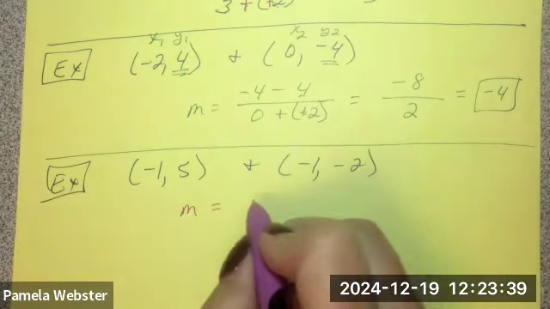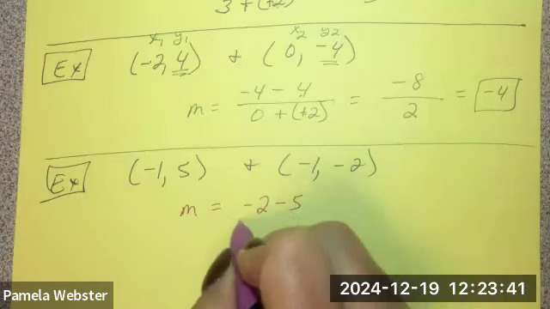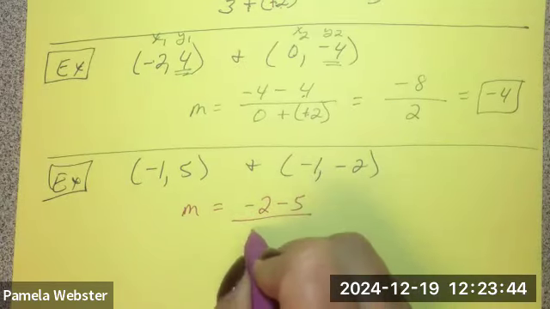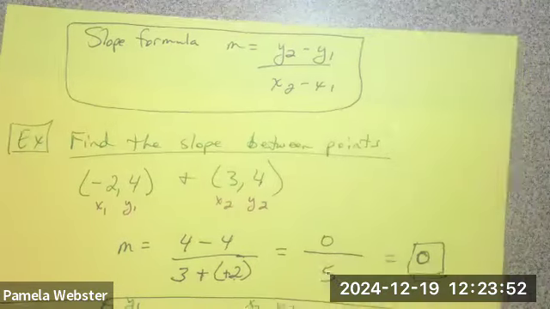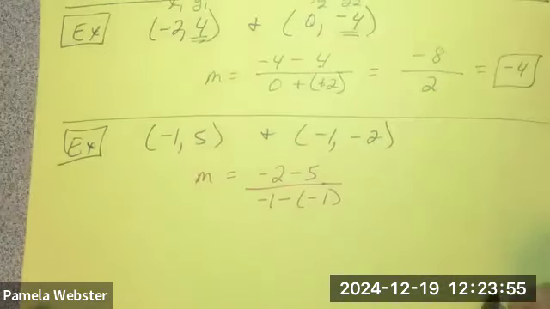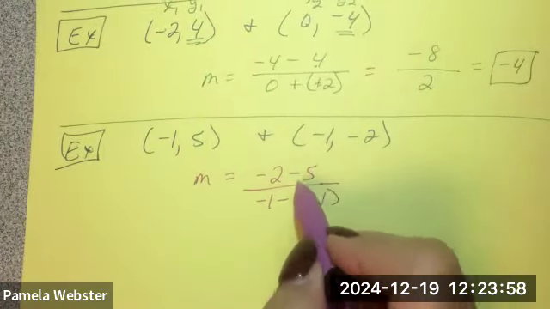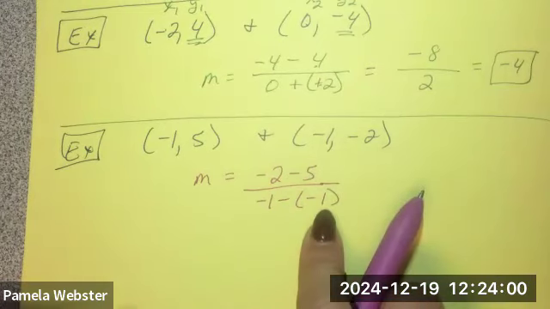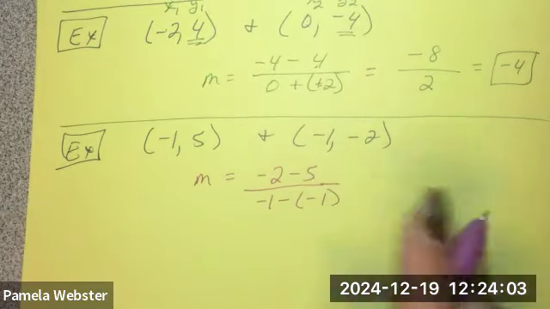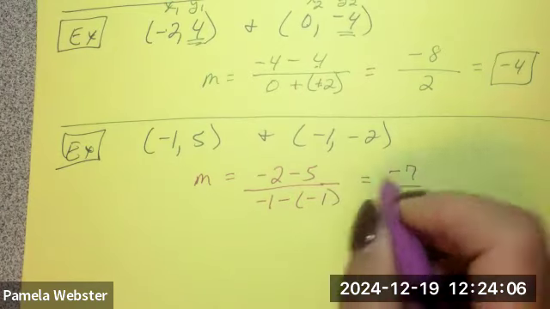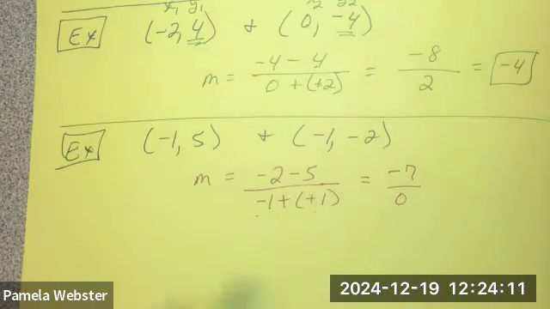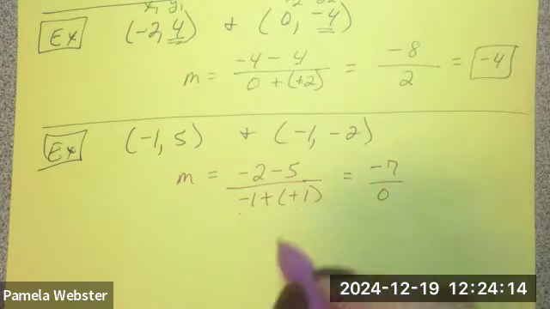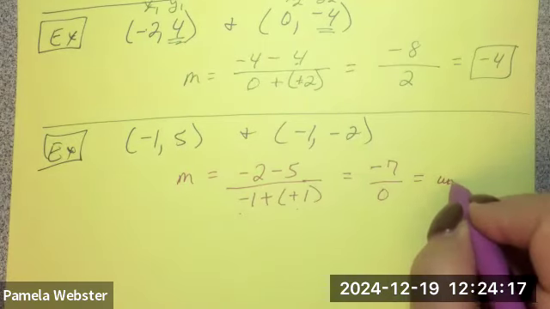Whether you pause me or not, I have -2 minus 5 over -1 minus a -1. Remember that the minuses there are in the formula. They're both y2 minus y1 on top, x2 minus x1 on the bottom. So these minuses are in the formula. This negative is because it's a -1. And I get -7 over, this is going to be plus, -1 plus 1 is 0. So hopefully everybody realizes this guy is undefined.